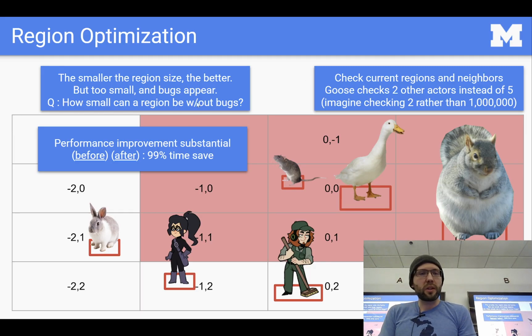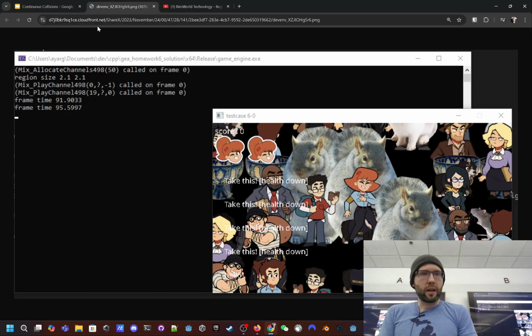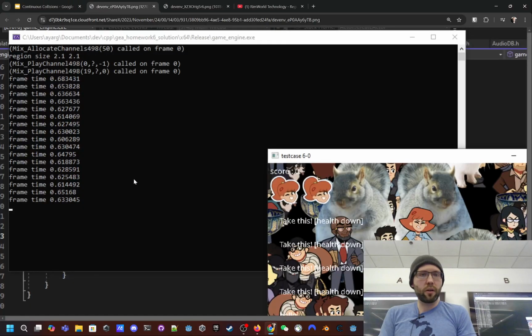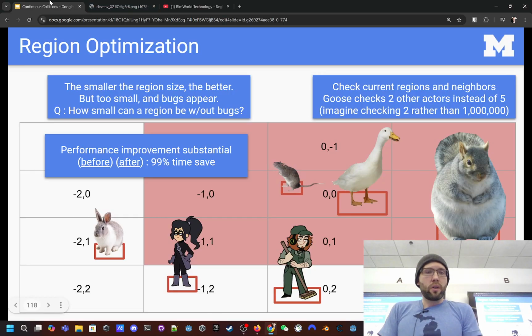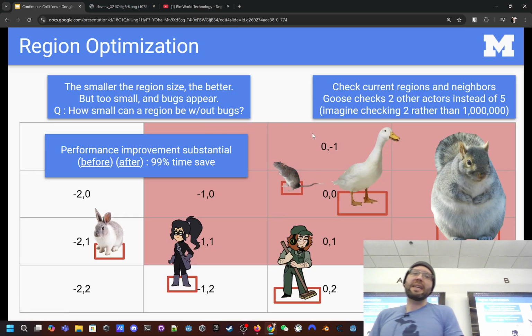Performance improvement substantial. So before, right, 95 seconds, and then after, right, we get down to 0.63 or so. Okay, and then the other optimizations knock us down even further, down to like 0.2 seconds. Okay, so very, very, very big, like 99% time save.